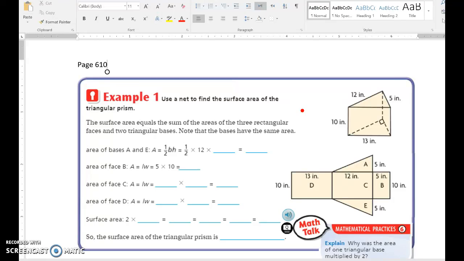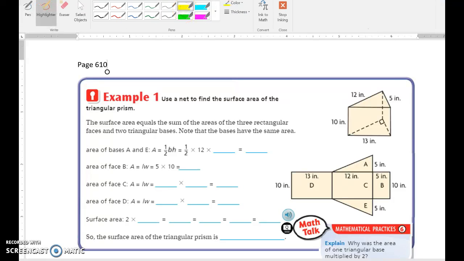Now, because this is a prism, it has two parallel bases, right? Take a second and identify what are the parallel bases. Well, it's a triangular prism, right? So the parallel bases have to be triangles. So face A and face E are triangles, and they are going to be congruent to each other, right? So now we have a nice neat trick here.